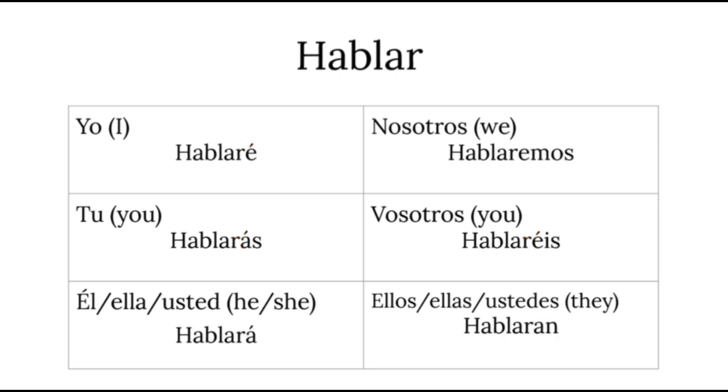Okay, let's carry on with hablar. As you can see, it's a regular verb. You maintain the verb hablar, and then you add the suffixes e, as, a, hemos, eis, an. So, yo hablaré, tú hablarás, él, ella, usted hablará, nosotros hablaremos, vosotros hablaréis, ellos, ellas, ustedes hablarán. Very simple, very easy. Just add the suffixes needed according to the pronoun.